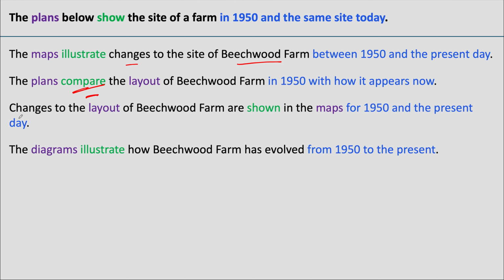In the third paraphrase, we use passive voice. Changes to the layout are shown in the maps. The last paraphrase uses the word evolved. Evolved means changes that happen over a long period of time. This works here because the maps show the same place many years apart. All of these sentences do the same job. They only restate the question, they do not describe changes.